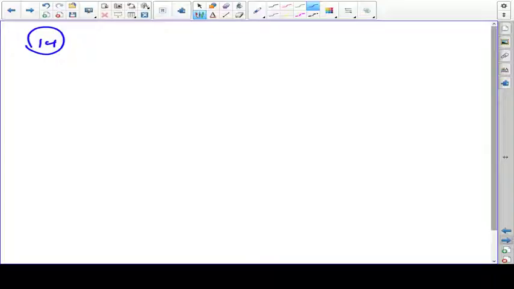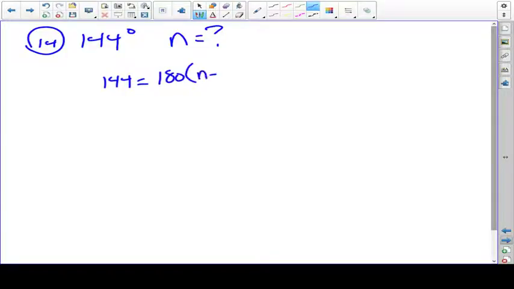It says that we have a regular polygon. All the angles are 144 degrees. Find the number of sides. So here's how we do this question. Knowing what each interior angle is, trying to find n, we use the formula that 144 is going to equal 180 times n minus 2, all divided by n.